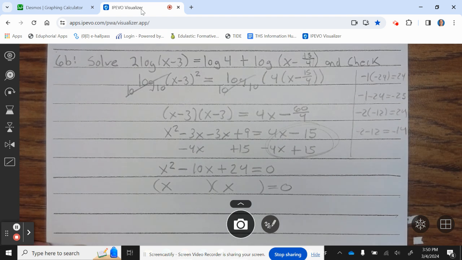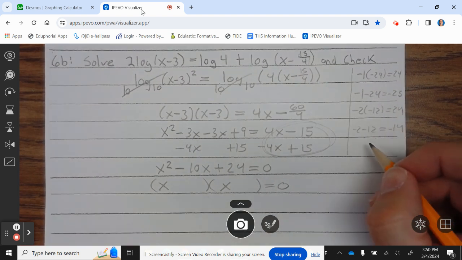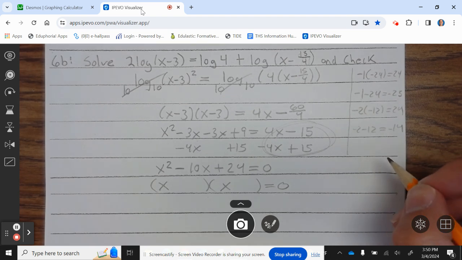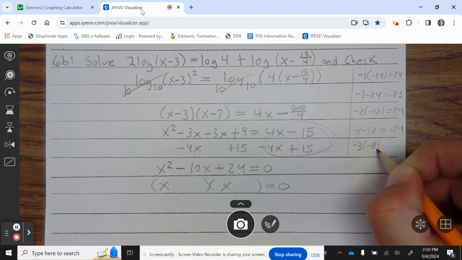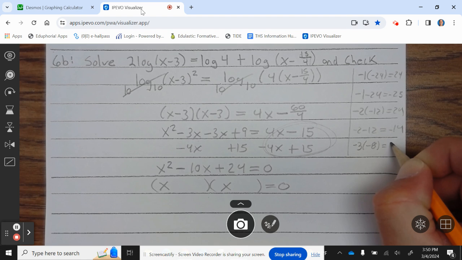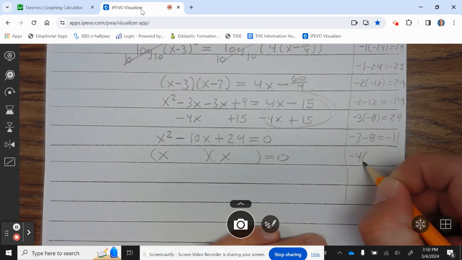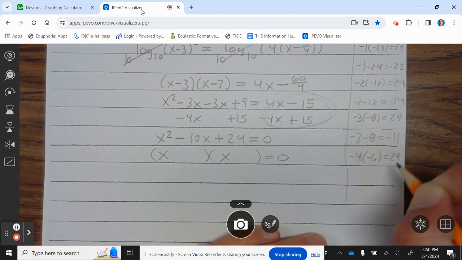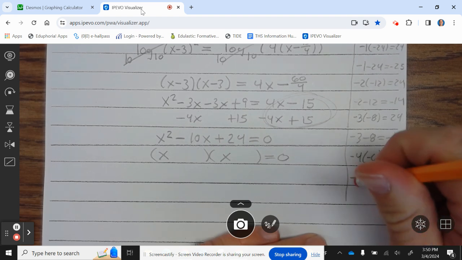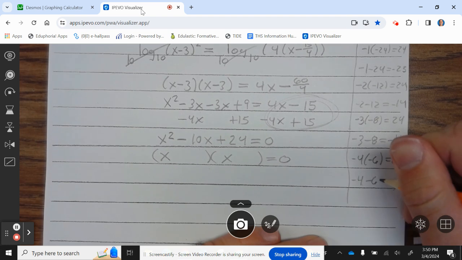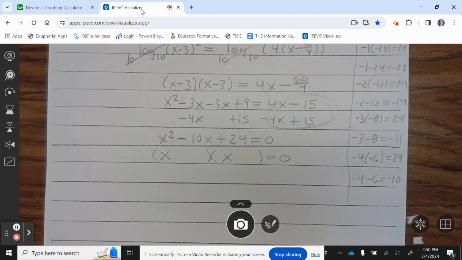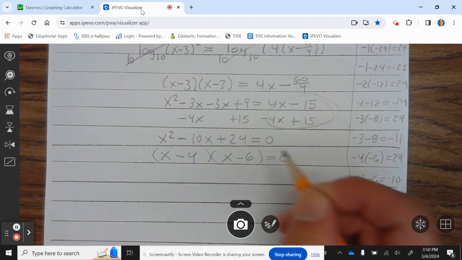Negative 3 times negative 8 is positive 24. Negative 3 minus 8 is negative 11. We're close, but that doesn't work. Negative 4 times negative 6 is positive 24. Negative 4 minus 6 is negative 10. That works. So our factors are x minus 4, x minus 6.